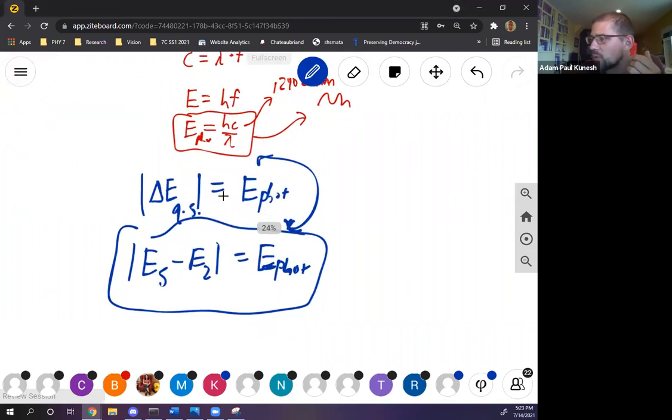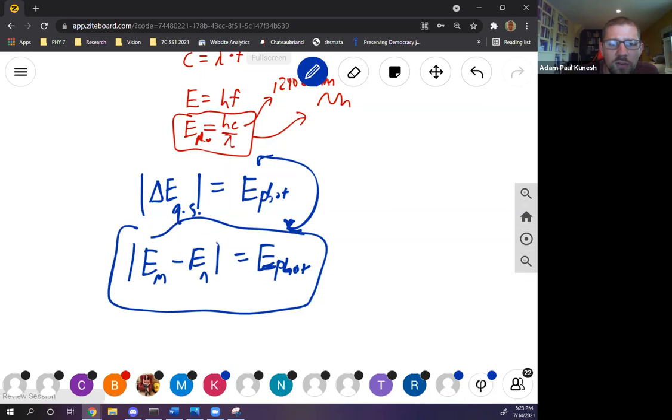I just picked some numbers arbitrarily, but this is a 5 and a 2. I'm saying if I were to transfer from the n equals 2 energy level to the n equals 5 energy level, that would be associated with some energy of a photon. But really, this is just to be more general. It's 2 different indices, m and n. These both have to be integers, but they can be any positive n or m.